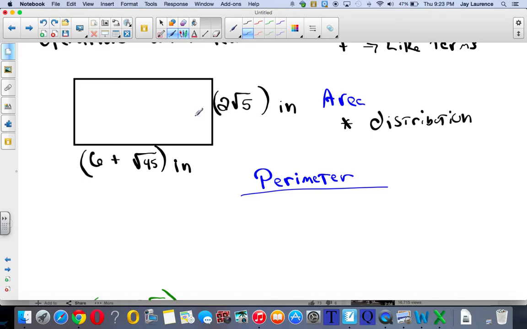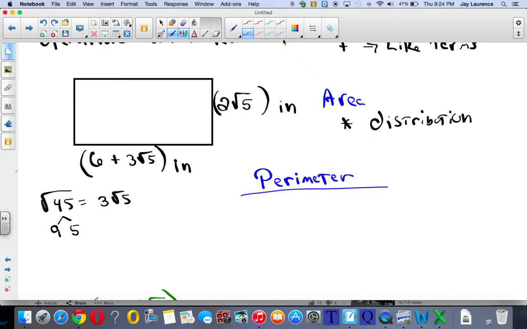That's the problem. All right, so before I actually do it, I'm looking at this rad 45 thinking it can be simplified. So I'm going to simplify the rad 45 like we did in the first problem. And I know the largest perfect square I can find in there, the factor is 9. So rad 45 is going to simplify to 3 rad 5. So when I go to do my perimeter, I'm not going to use 6 plus rad 45. I'm going to use 6 plus 3 rad 5.